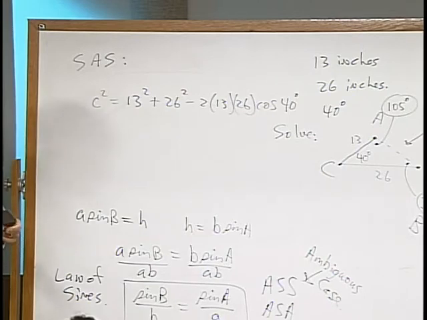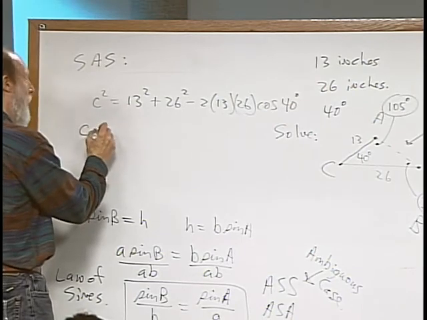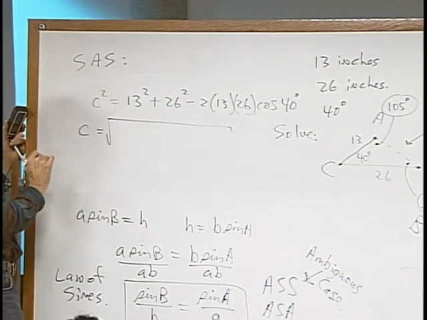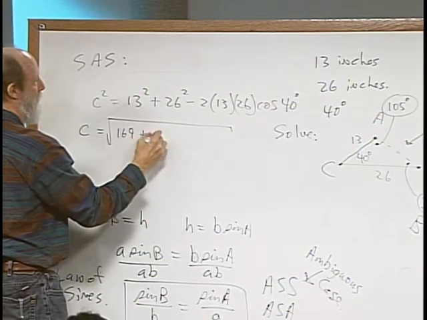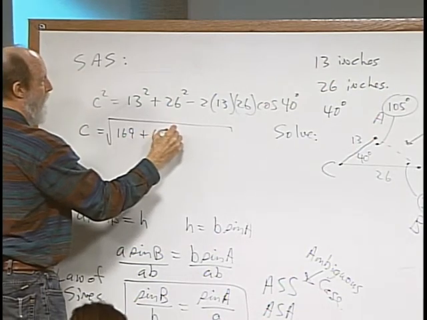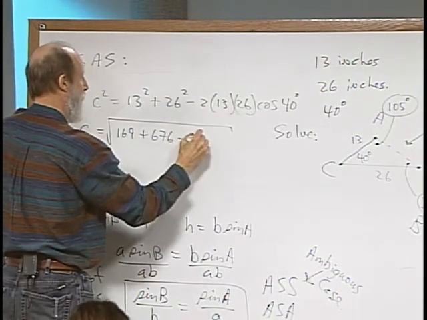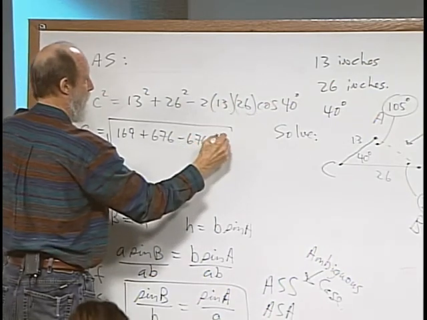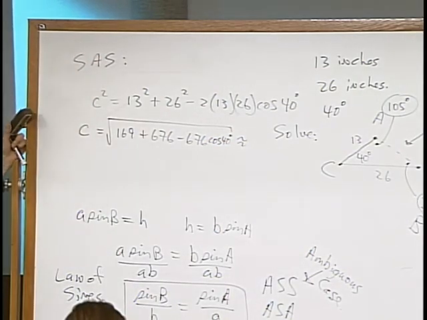Now, I will show you how to use the calculator on this in an efficient fashion here in a second. So side C then is going to be the big square root of this mess, right? Which is 169. What's 26 squared? 676. And minus 26 times 26 is 676. See, I see the 26 there, and times the cosine of 40 degrees, okay? So that's going to give us an approximate value for C. We'll get to the calculator in a second.